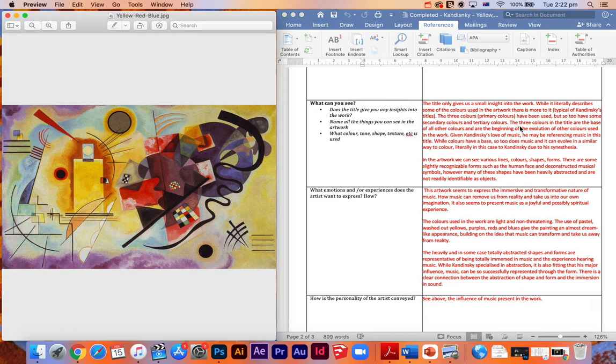I've said here the three colours in the title are the base of all the other colours. So from those three colours, any other colour can be made. And are in a sense the beginning of the evolution of other colours used in the work.